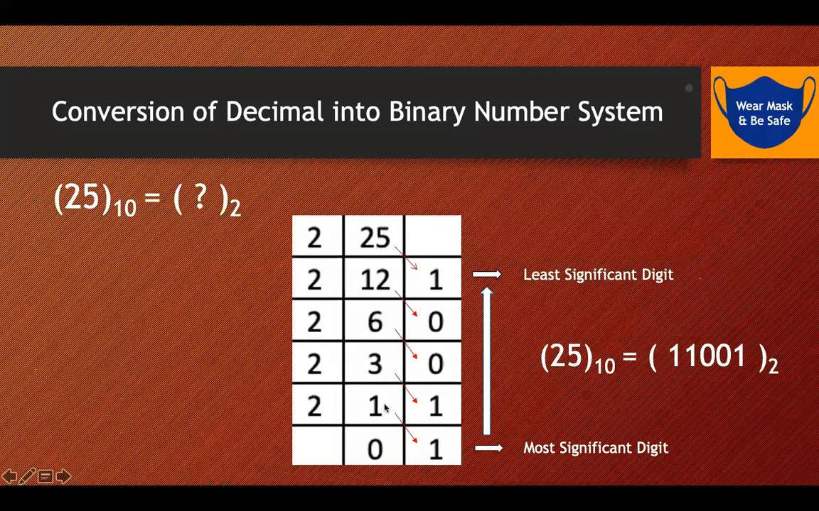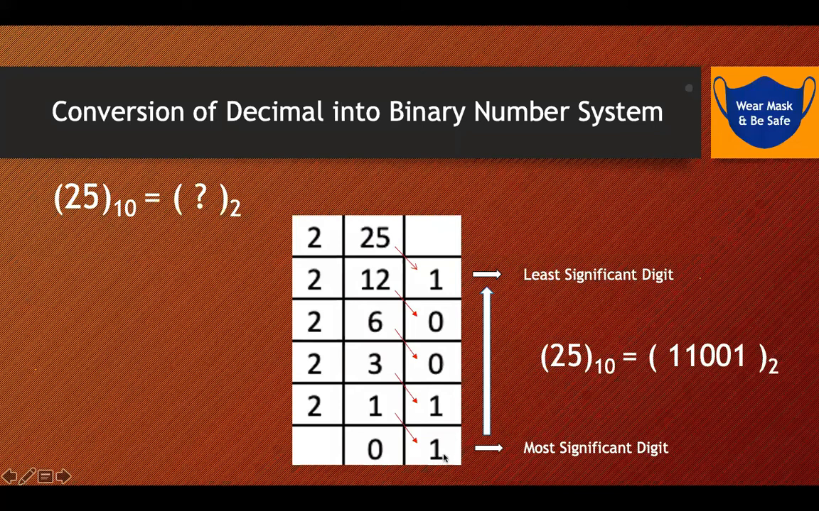2 1s are 2. So 1 came here. Now we have to divide the number until and unless the quotient is 0. So now 0 is not there. So what do we have to do? Again we have to divide 1 and write the remainder. 2 zeros are 0. So we have written 0 here and 1 here.